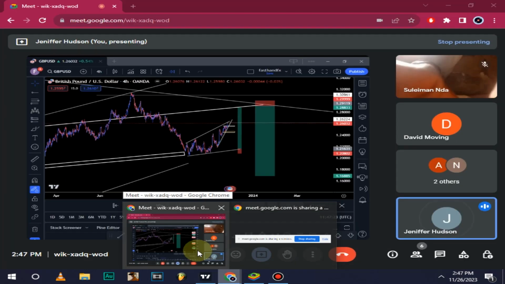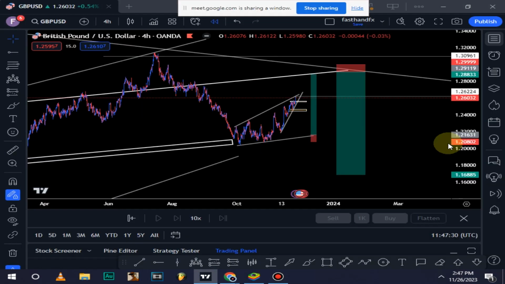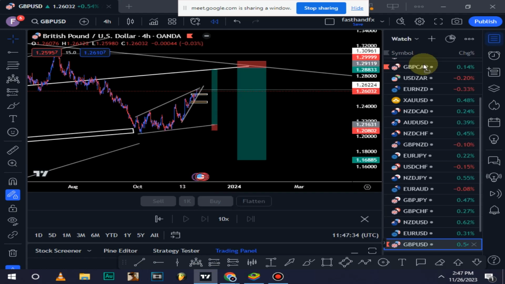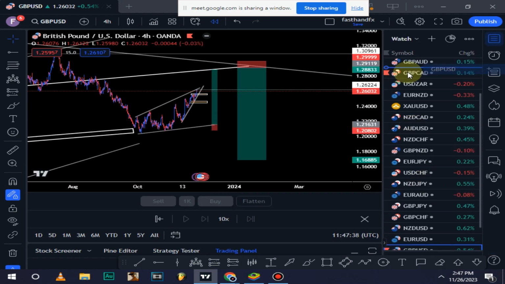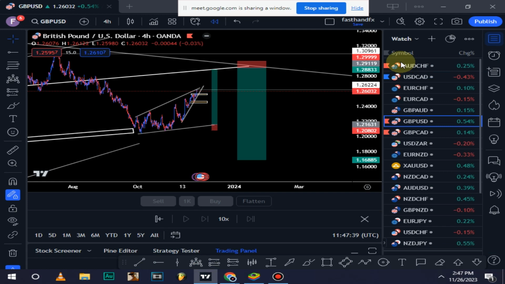How about then we look at GBP USD selling. We don't want to joke with that. Selling. Okay, good. Makes sense. GBP USD selling. And that's on the 4 hour, right? Yeah, this is the 4 hour.